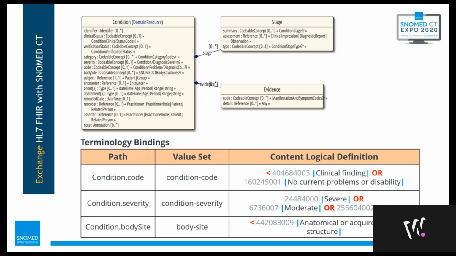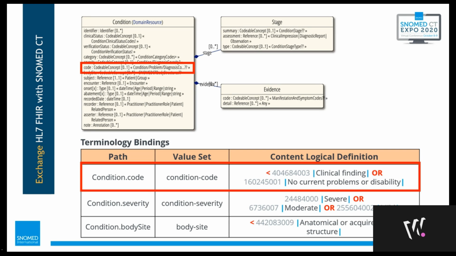In this table, you see 3 of those terminology bindings. Each binding has a path to the data element in the model, a definition of the data element, the type of binding, and a reference to the value set being bound. For example, in this case, the code data element from the condition resource is being bound to the condition code value set, which has values within the set of subtypes of clinical finding, or the concept no current problems or disability.